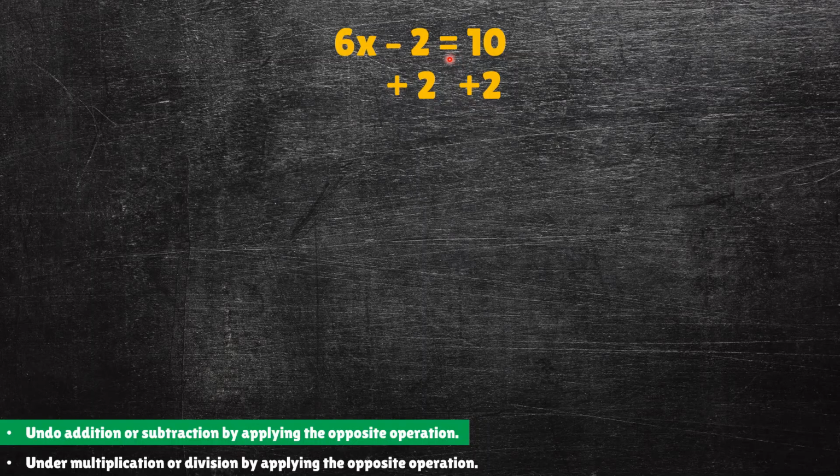If we focus on the left, we have a negative 2 plus positive 2. Since those are opposite numbers, they will cancel out and equal 0, which leaves me with 6x on the left side. If I focus on the right side, I have 10 plus 2, and 10 plus 2 is equal to 12. Moving on, step 2.